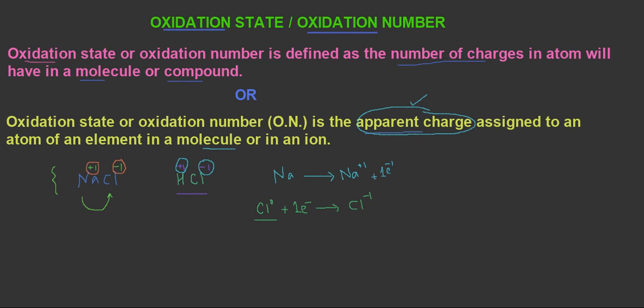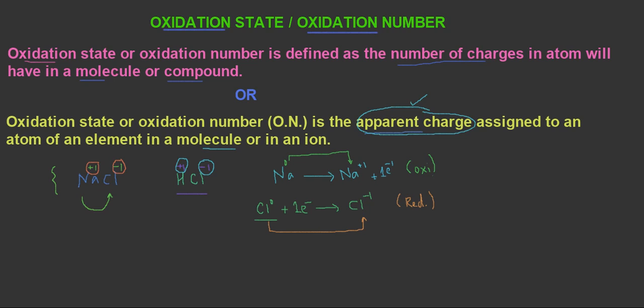Now what does this mean? As you can see, sodium is in a 0 state, so it is moving from 0 to +1. This is an increase in oxidation number or oxidation state, so it means the sodium atom is being oxidized. Sodium atom is showing oxidation. OXI is for oxidation. While in the case of chlorine, since we are moving from 0 to -1, this is a decrease in oxidation state or oxidation number. So it means chlorine is showing reduction. RED is for reduction.